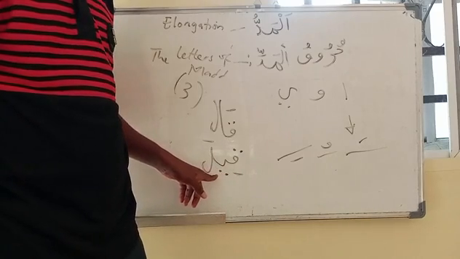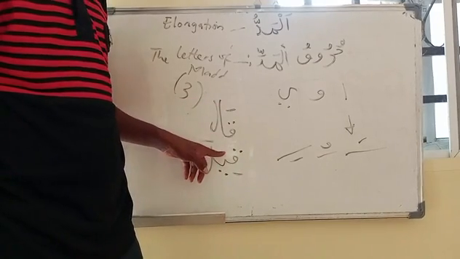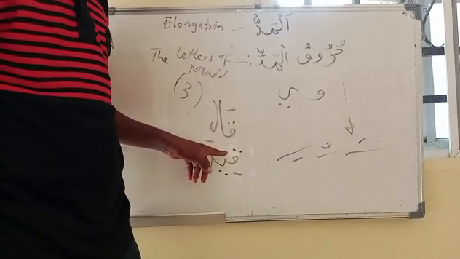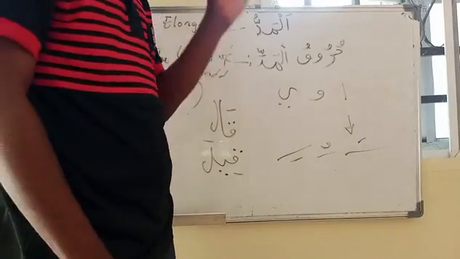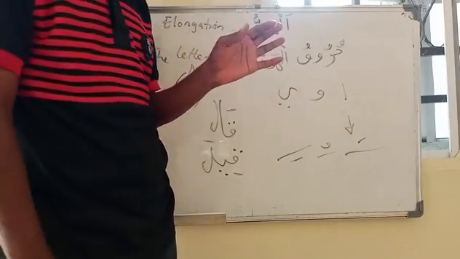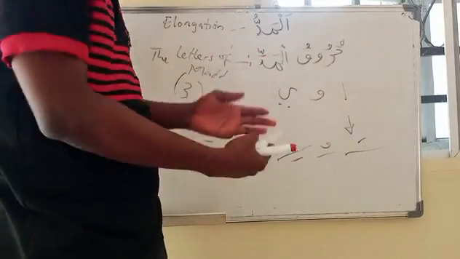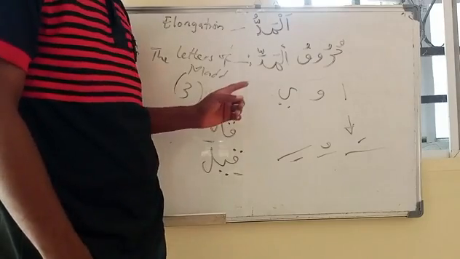So this is yaw madda. The yaw doesn't carry fatha, kasra, or damma. It carries sukun, but there is no need for writing the sukun. So it is like an alif madda, which is an alif sakina. It's an alif that doesn't carry any haraka and is preceded by a fatha letter.